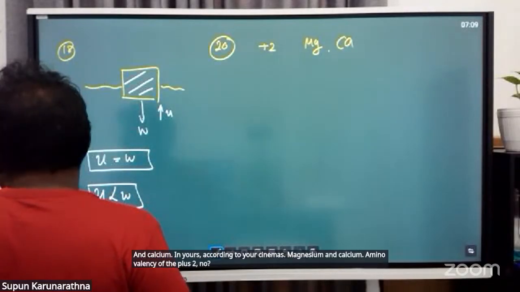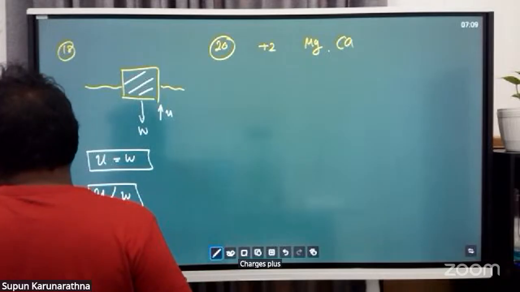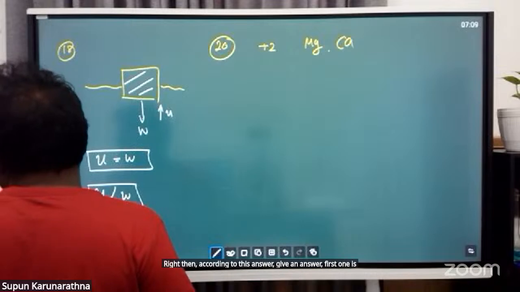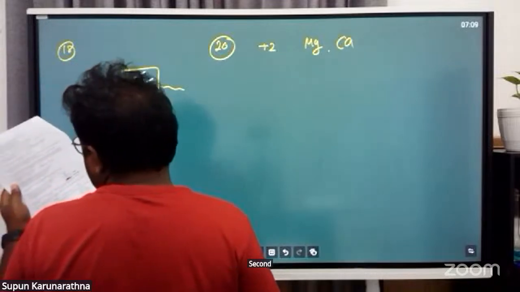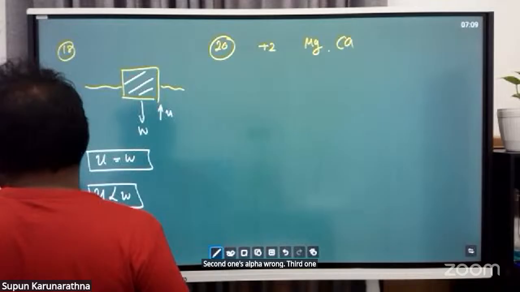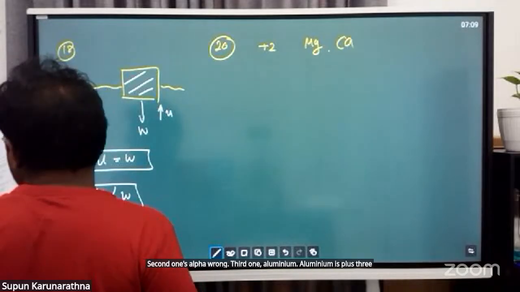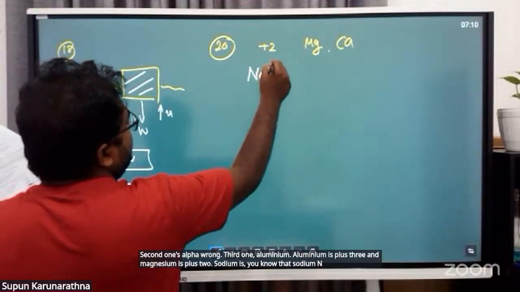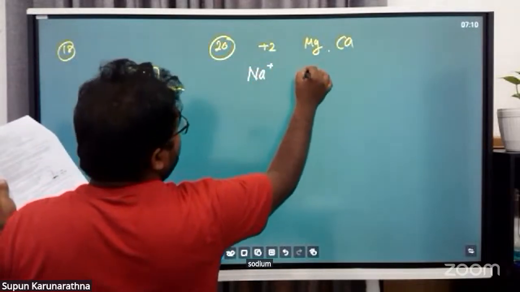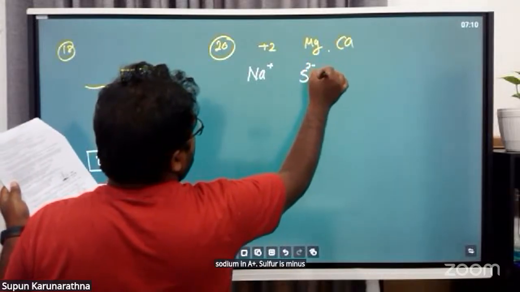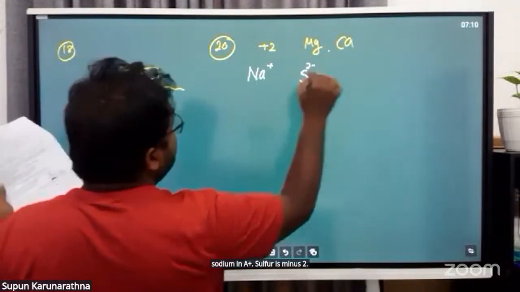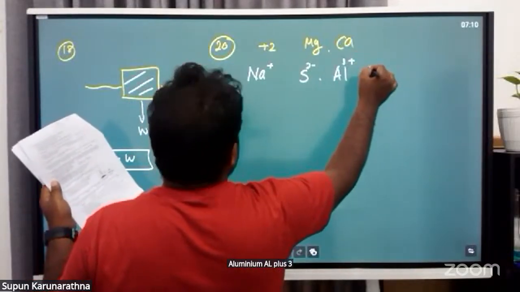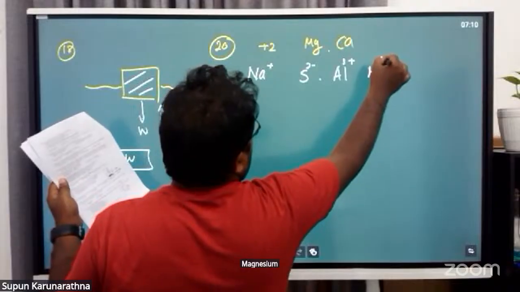The charge is +2. According to the given answers, the first one, sodium, is wrong. The second one, sulfur, is wrong. The third one, aluminium, is +3, and magnesium is +2. Sodium is Na+, sulfur is -2, aluminium is Al 3+, magnesium 2+.